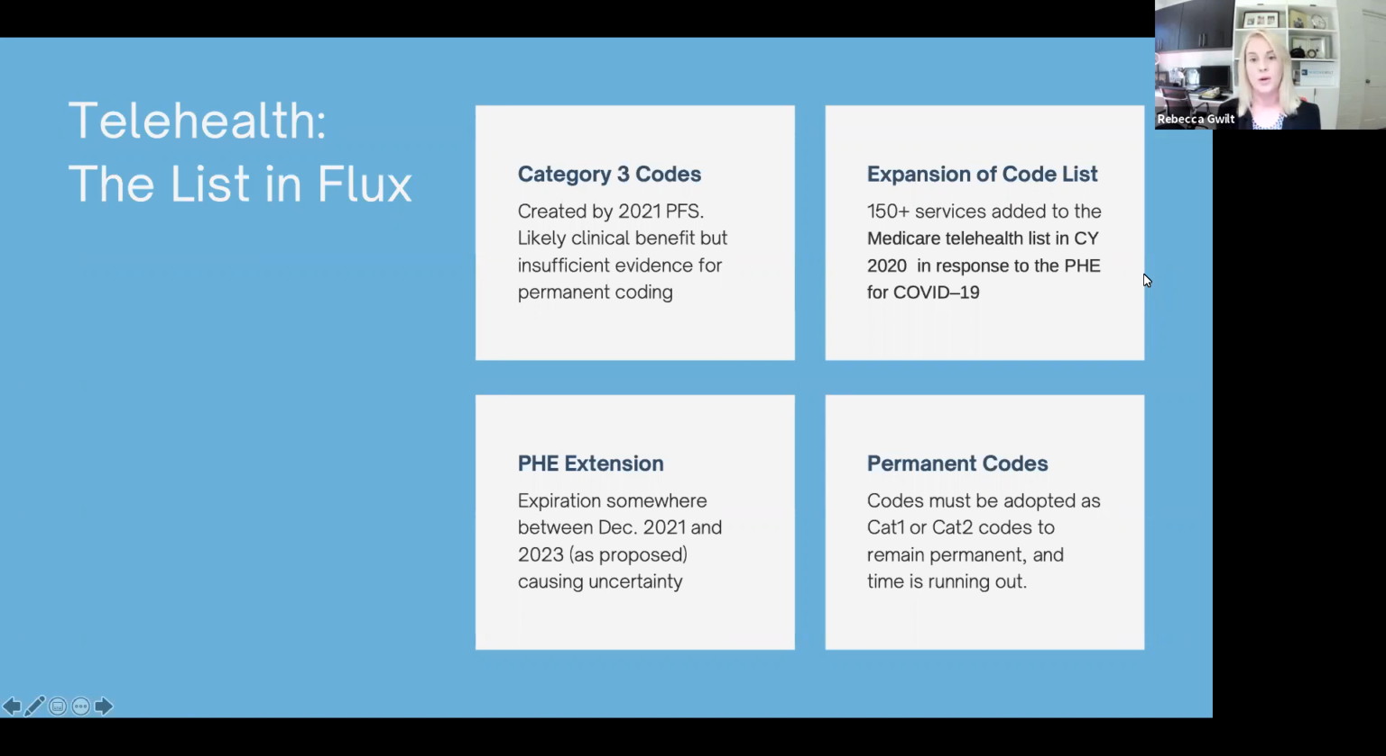So those are the Category 3 codes. The other codes are permanent codes. Those are Category 1 and Category 2 codes. So that's sort of the background here before we get into what they said on the code side.